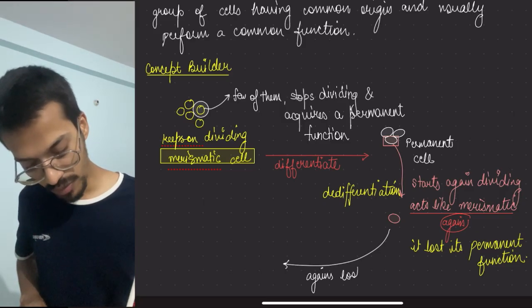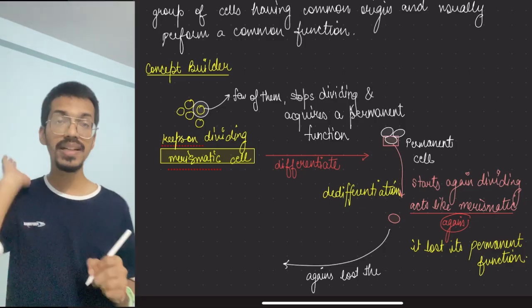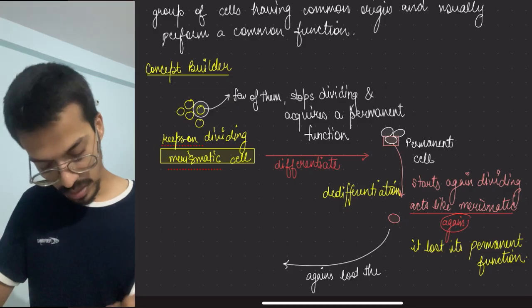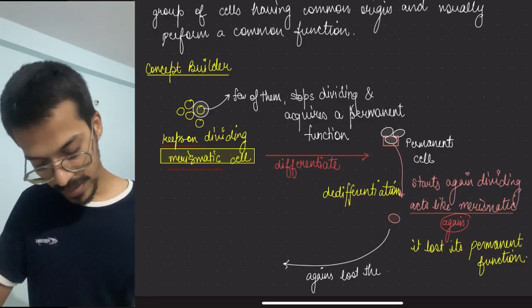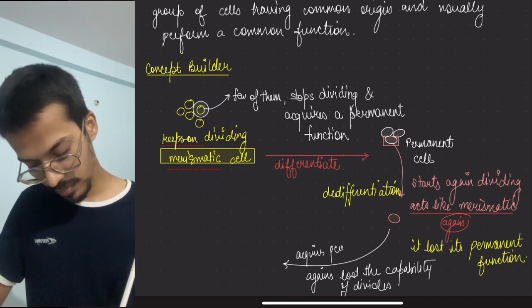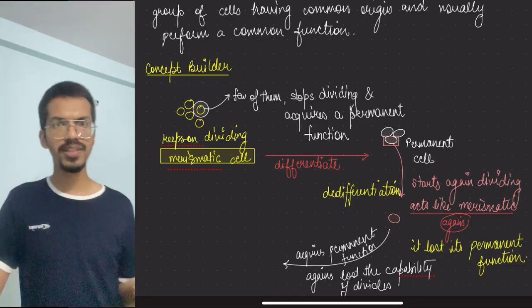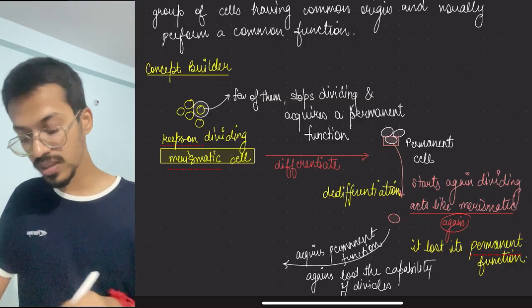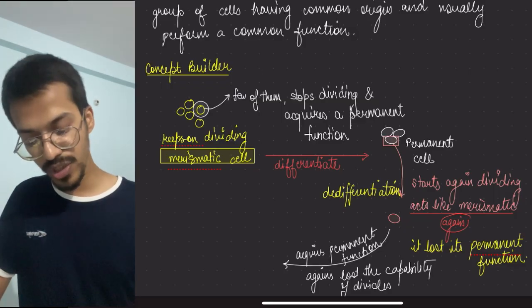lost the capacity of dividing and acquired a permanent function a second time. So what happened? It is differentiated, but here we call it what? Re-differentiated, because already this cell was, during its life course, differentiated one time.